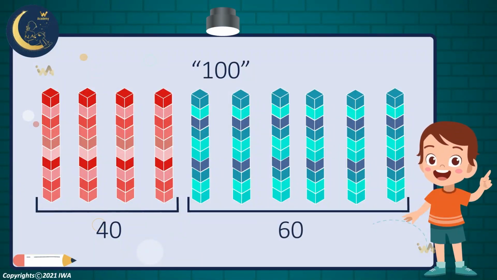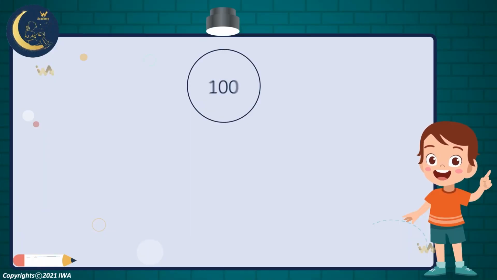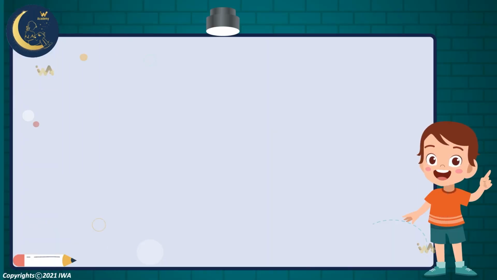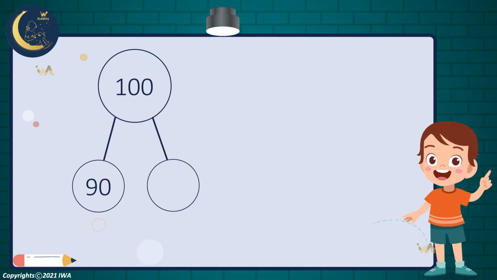So my friends, we can see that 40 and 60 make 100. So 40 and 60 are number bonds of 100. We can represent that through addition sentences by saying 40 plus 60 equals 100. There are other number bonds of 100. For example, 70 and 30 are number bonds of 100. We represent them using addition sentences like 70 plus 30 equals 100. We can also say that number 100 is made up of 90 and 10.